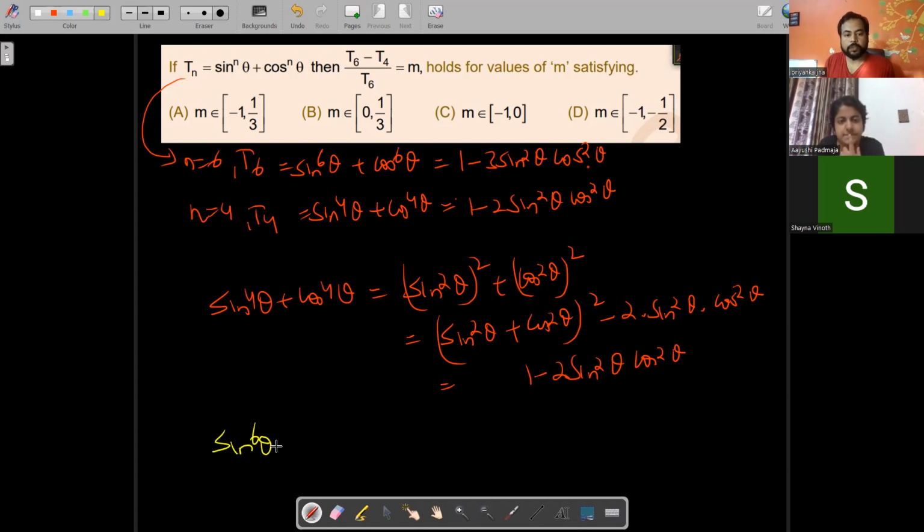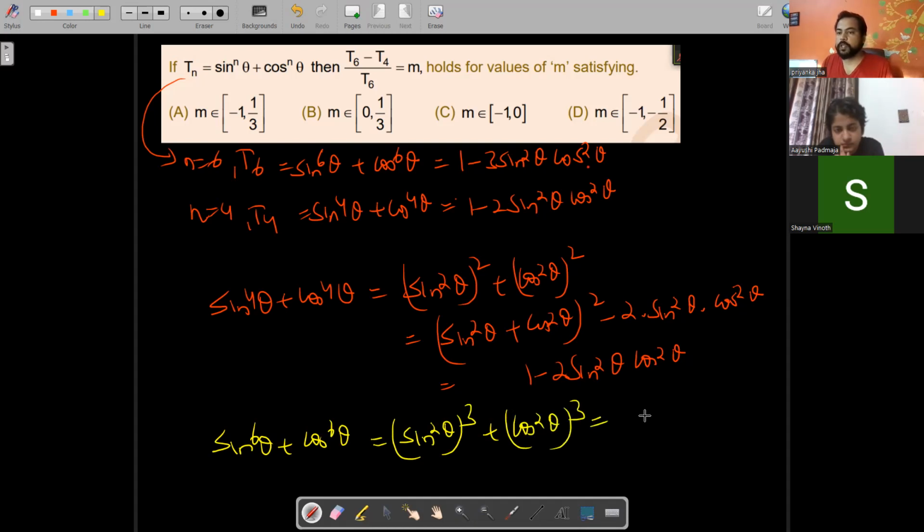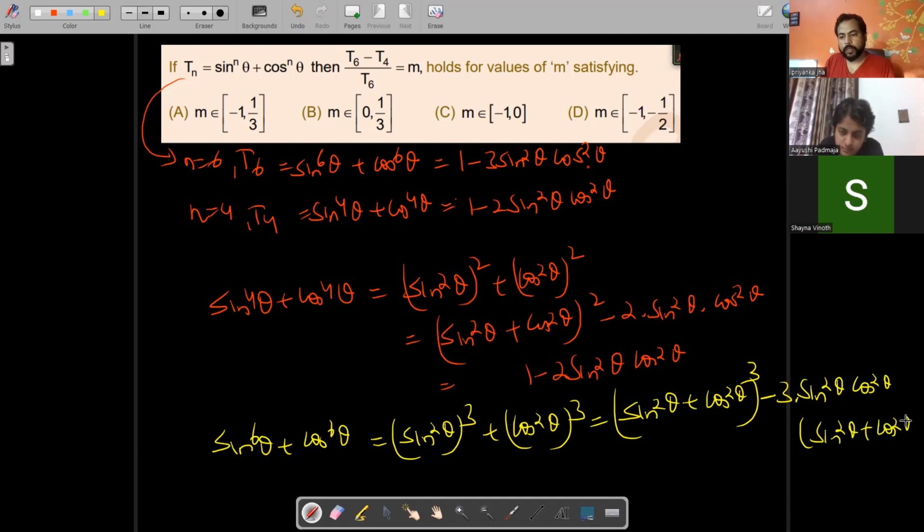Now sin raised to 6 theta plus cos raised to 6 theta can be written as a cube plus b cube. So a cube plus b cube is what? A plus b whole cube minus 3ab into a plus b. Hope you remember the formula. Again, sin square theta plus cos square theta is 1, so this is 1 and this is again 1. So 1 minus 3 sin square theta cos square theta.